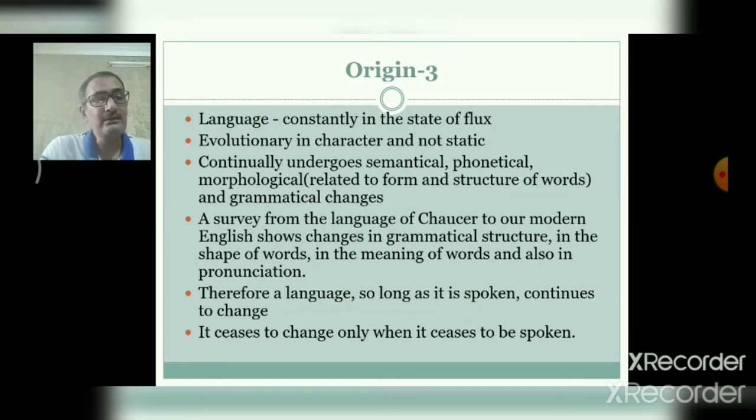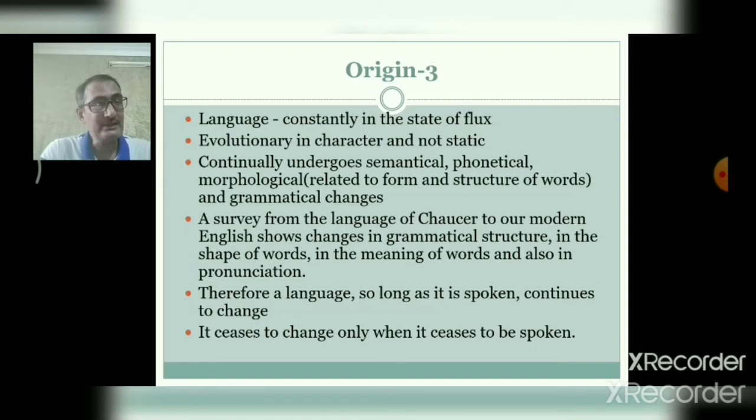So these are normal characteristics, or this is, I would say, normal behavior of our language in the world. It may be with any language. A survey from the language of Chaucer, as we find in the Middle Ages and towards the Elizabethan age, to our modern English shows changes in grammatical structure, in the shape of words, in the meaning of words, and also in pronunciation.